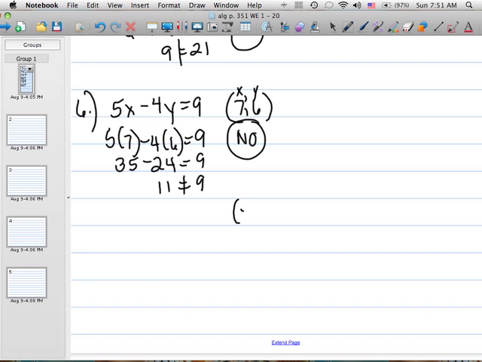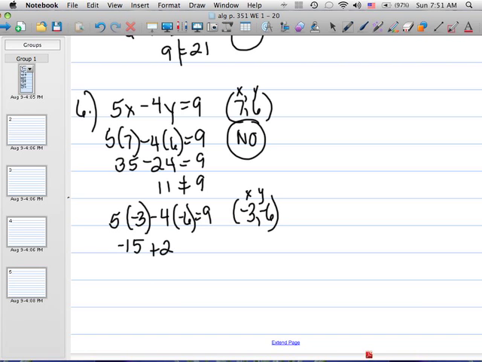Second ordered pair to plug in is (-3, -6). So 5 times negative 3 for x minus 4 times negative 6 for y. 5 times negative 3 is negative 15, and negative 4 times the negative 6 is positive 24. Equals 9. The signs are different. We subtract, and we get 9 equals 9. So that's a yes. That is a solution, an ordered pair that works for the variables.